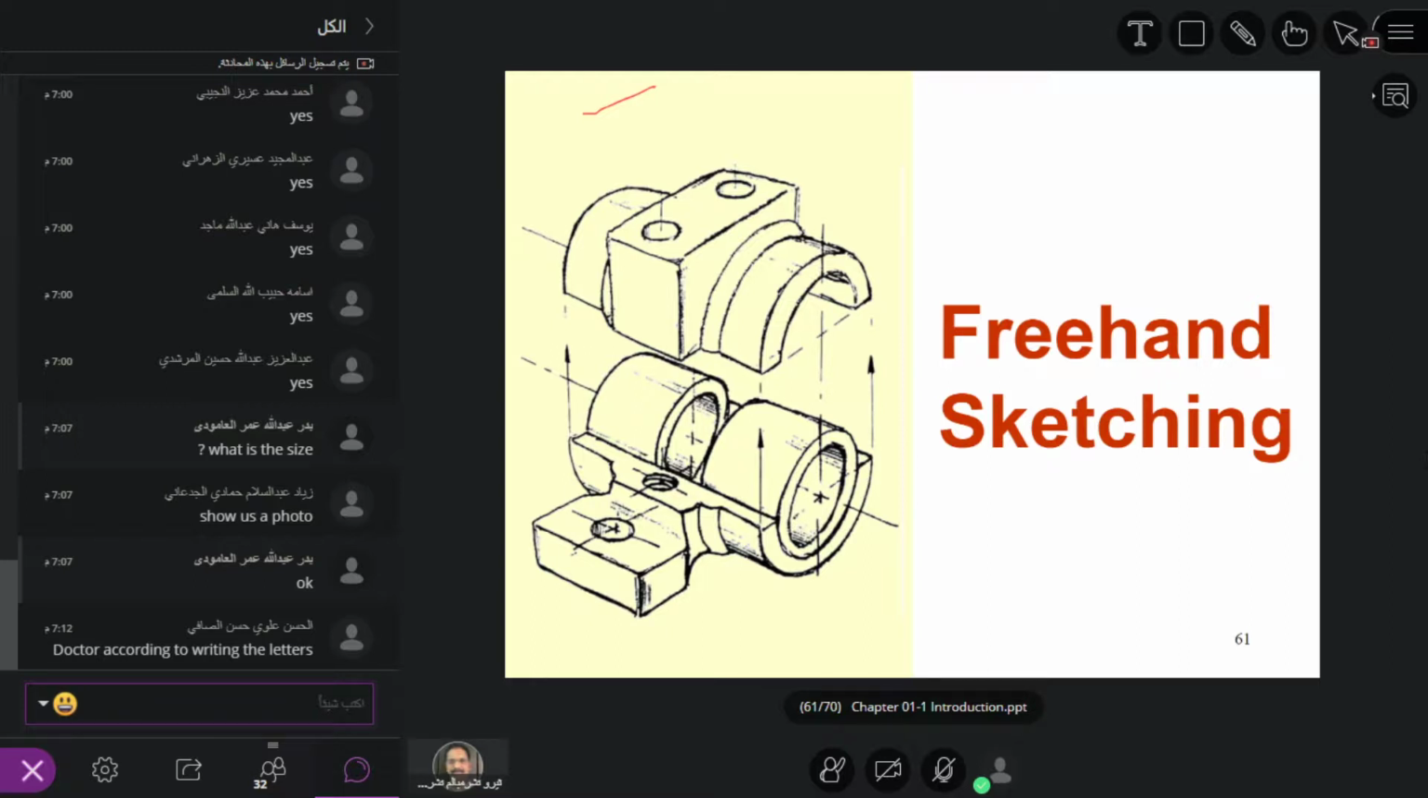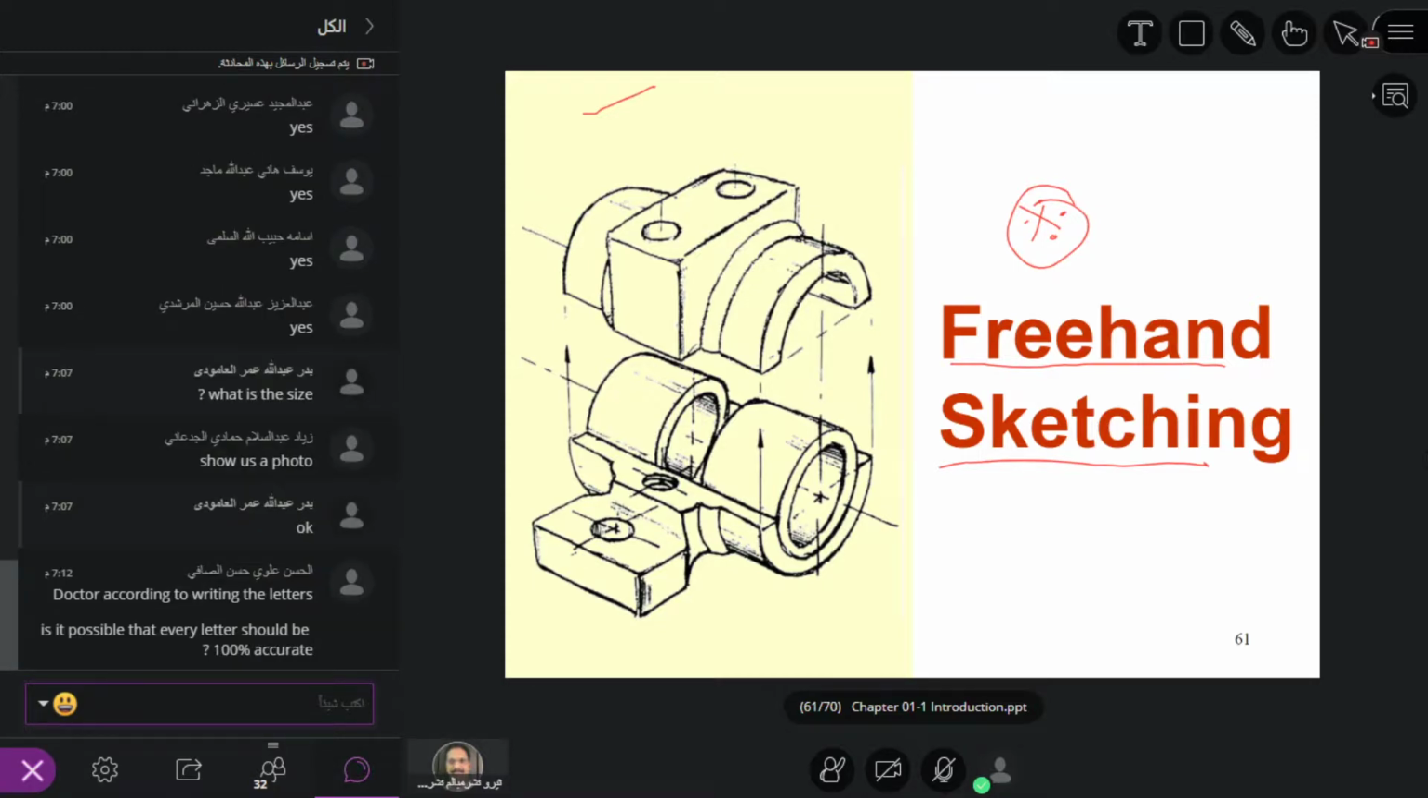Now, freehand sketch, as it mentioned, it's freehand. It's very important because most of the ideas come from the human brain, the human mind, and immediately they start scribbling on a piece of paper, and then they will enlarge it, improve it, and develop it into a new idea.